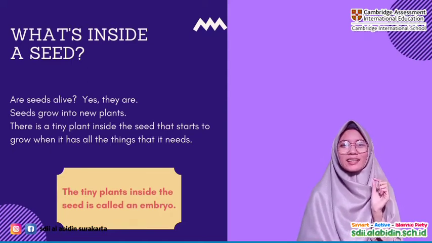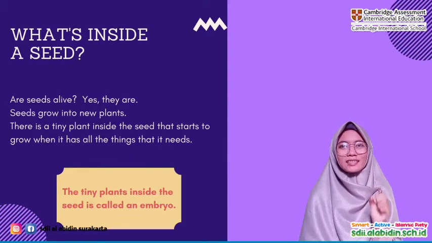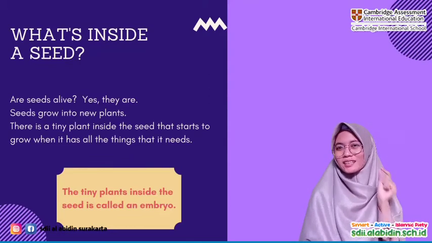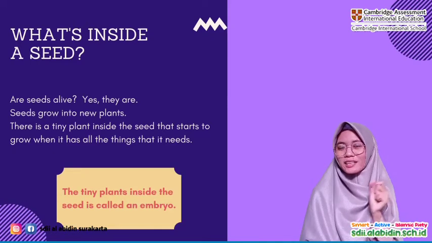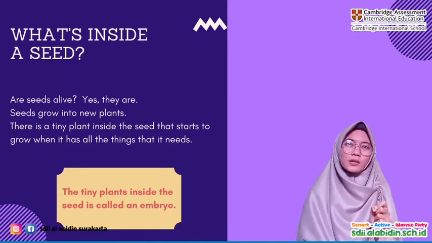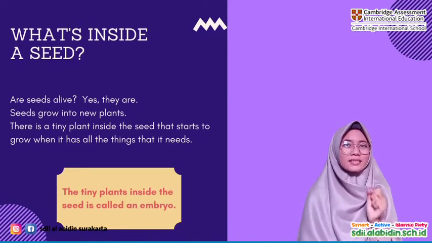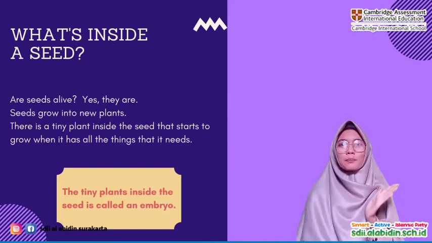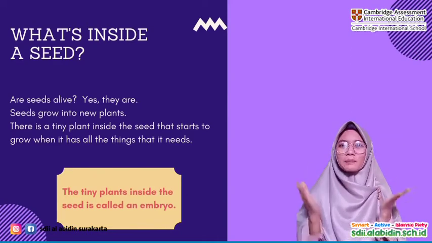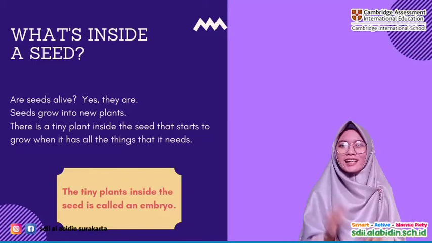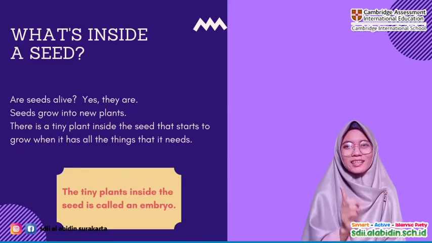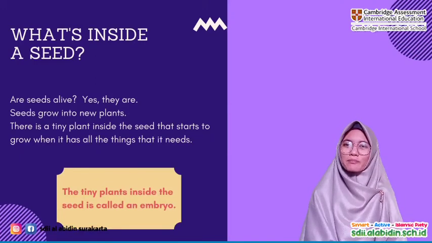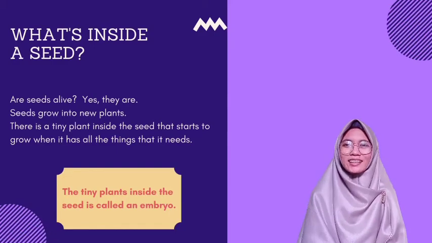Because there is a tiny plant inside a seed. I say a tiny plant. Tiny means very small. So there is a tiny plant inside a seed that can make the seed grow up into a new plant. This tiny plant inside a seed is called an embryo. Let's say it together, an embryo.